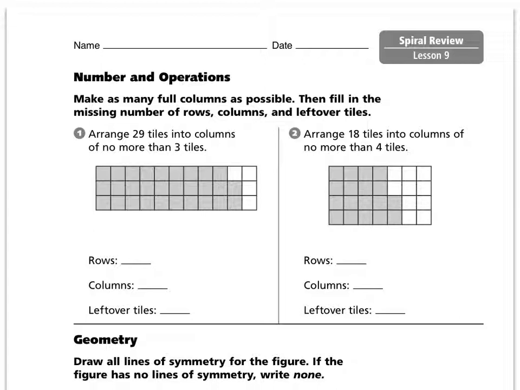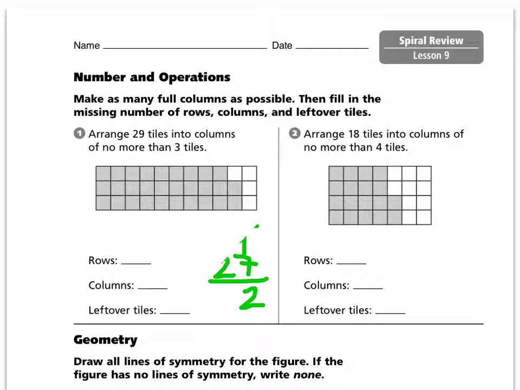So, number 1, arrange 29 tiles into columns of no more than 3 tiles. I can think about 29 and divide it by 3, and I know that 3 times 9 would equal 27. Subtract it, and I have 2 left over.